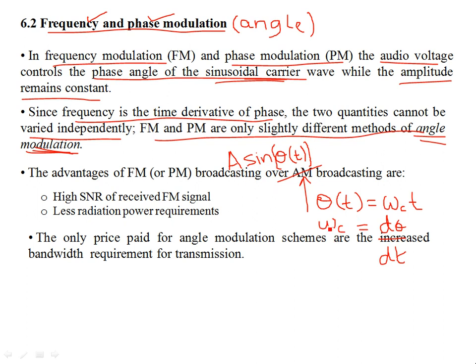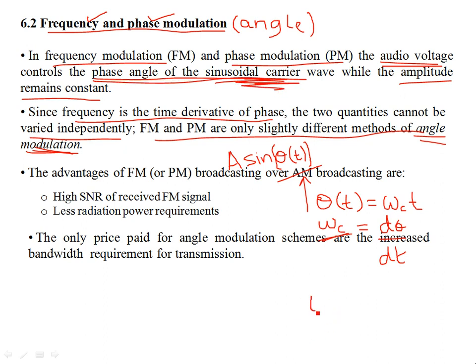So you see here the carrier frequency is varied with respect to an audio signal. It could be a sinusoid, it could consist of a spectrum, it could have a certain bandwidth. So omega c has to vary. Omega c is varied instantaneously with respect to the amplitude of the audio voltage. So the audio voltage is controlling the phase of the sinusoidal carrier now.